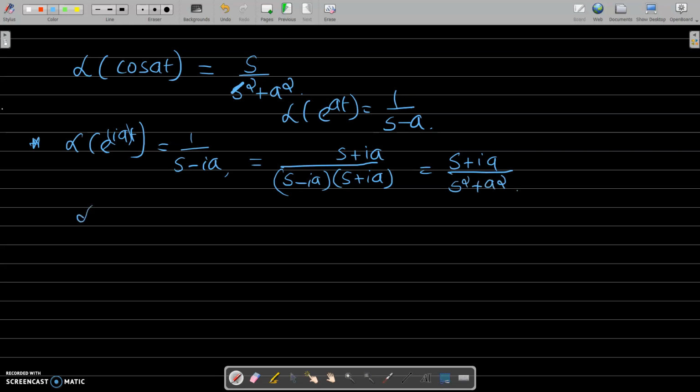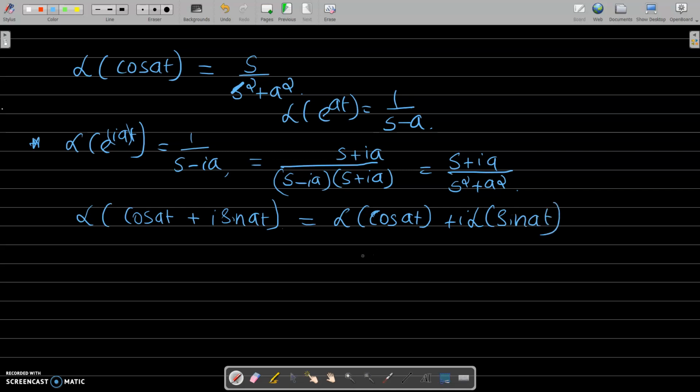So e raised to iat, what is it? Laplace transform of cos at plus i into sin at. This is by using the linearity property. We will prove it later. That is Laplace transform of cos at plus i into Laplace transform of sin at, which implies s divided by s square plus a square plus i into a divided by s square plus a square.